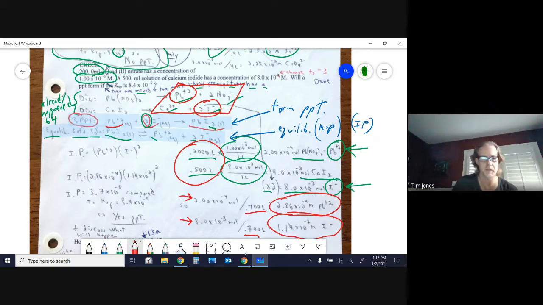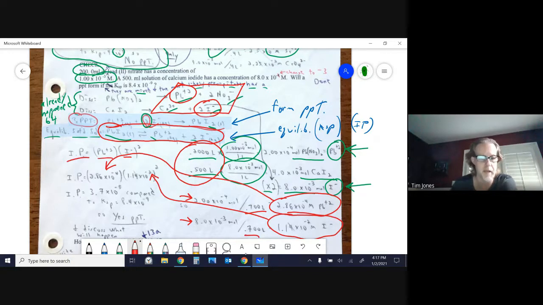That's what I'm going to plug into my IP expression, which I have over here. So IP is going to be the lead times the I minus squared. And this expression, just like a KSP expression, came from this equation here, the one with the solid on the left and the dissolved ions on the right. Plugged in the numbers. So this one went here, this one here. Do the math. At this point, when you solve for the ion product, this is where we were in the prior question. I had just done all this busy work just so we could compare the two. So now we have an ion product of 3.7 times 10 to the negative 8.